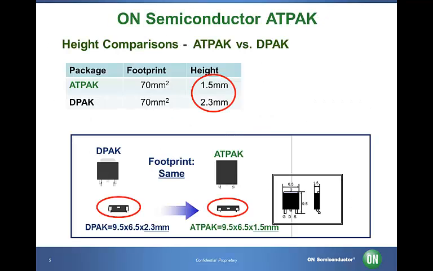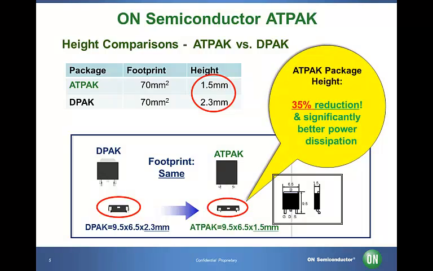requirements. ON Semiconductor's cutting-edge ATPAK power MOSFET package has been designed to overcome the challenges mentioned earlier. One of the features of the ATPAK package is low height. Compared to the industry standard DPAK package size, the ATPAK reduces the height by 35% while maintaining the same footprint. From a cost standpoint, the cost of the ATPAK is nearly the same as the DPAK, but smaller and more efficient, making it a good replacement for your design considerations.